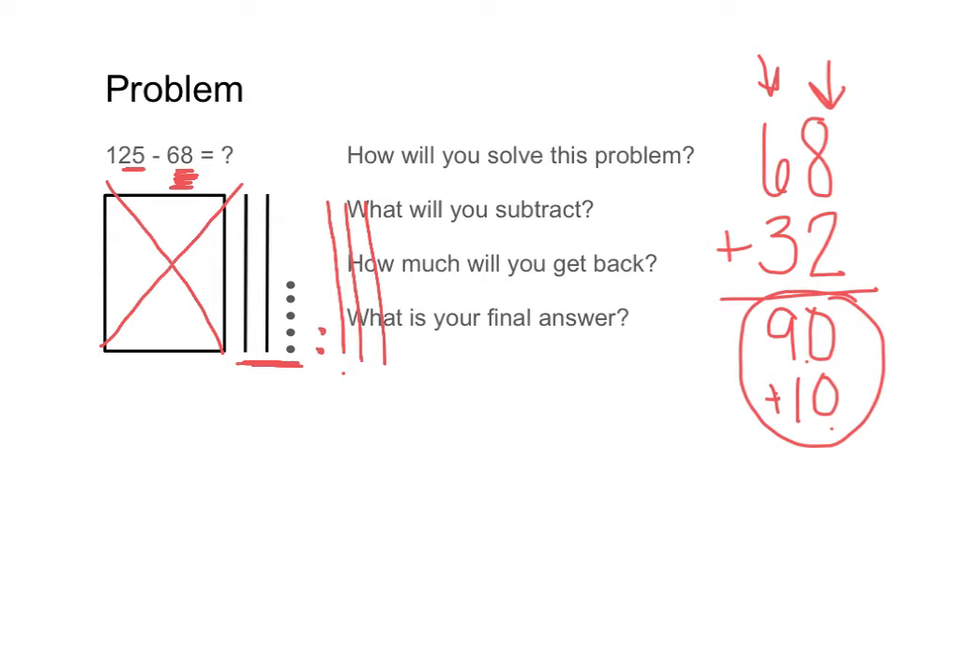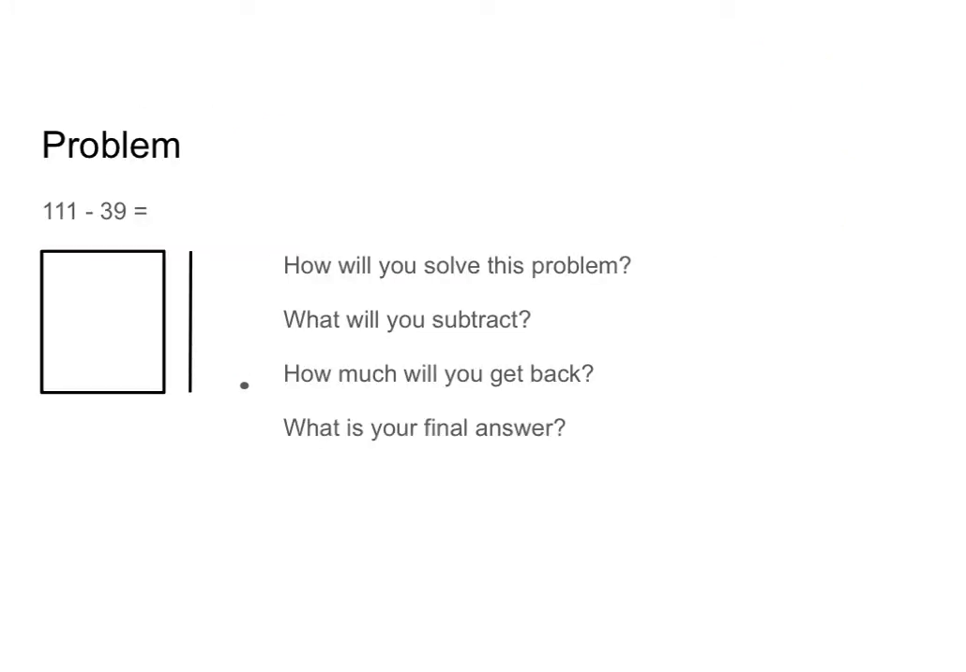So we now have 5 10s, which is 50. And then a 5 and a 2 is a 7. So 57 is your answer. All right.